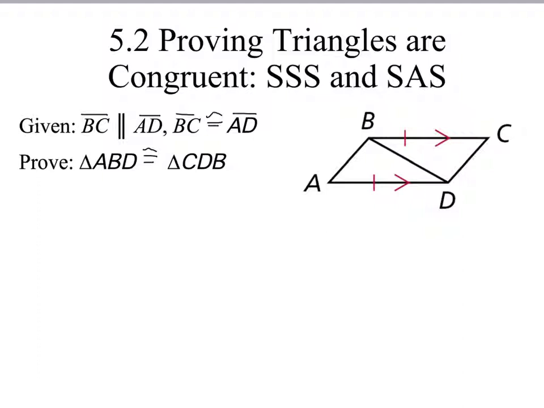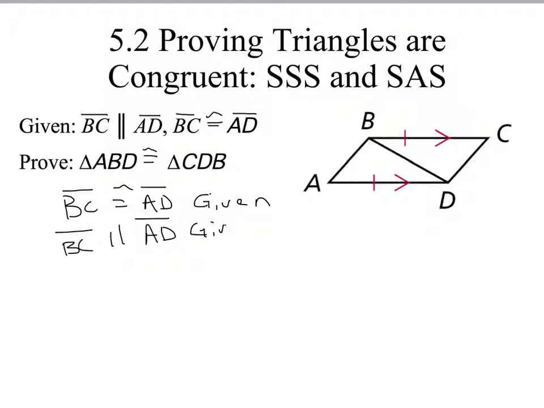All right, so we start with our given information. BC is congruent to AD. That's given. What else is given? BC is parallel to AD. That is also given. That will come in importance as well. So we need to make sure that everything that is important, the information that we know, is put in this two-column proof. So we need to put those two lines are parallel.